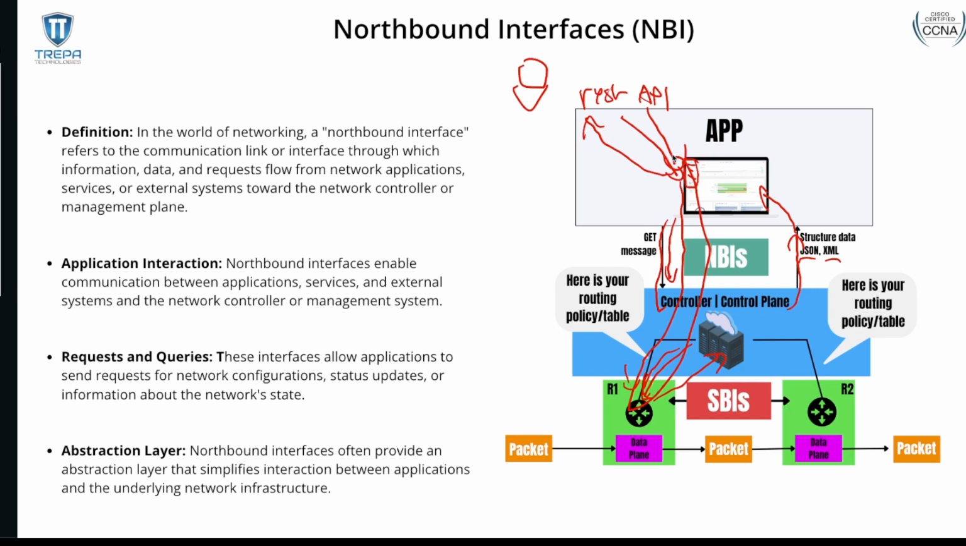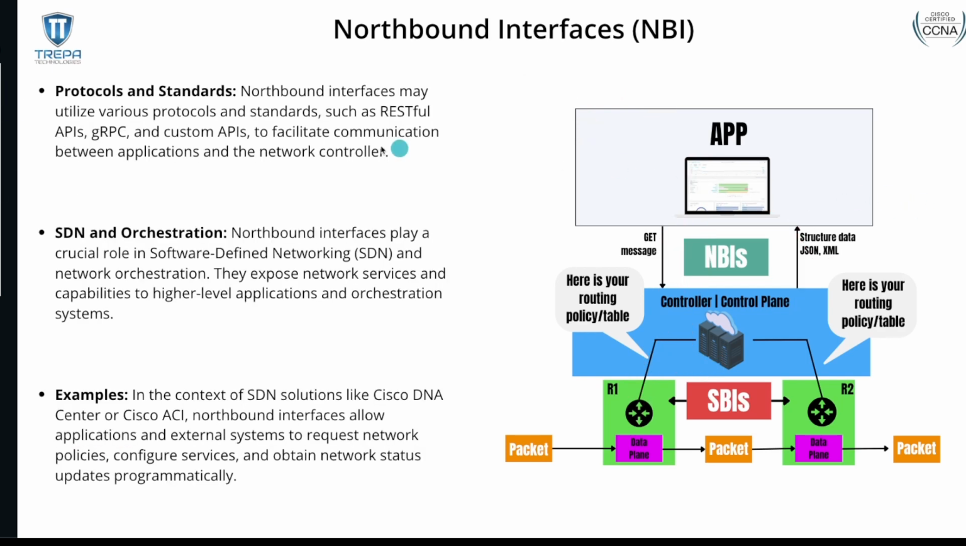So what else does it do? Requests and queries. These interfaces allow applications to send requests for network configurations, status updates, or information about the network state. The abstraction layer: northbound interfaces often provide an abstraction layer that simplifies interaction between applications and the underlying network infrastructure. So again, we also have protocols and standards here. The one you're going to see all the time is RESTful APIs, meaning using HTTP, using the GET, POST, PUT, and DELETE methods, and CRUD. We're going to get into all this.